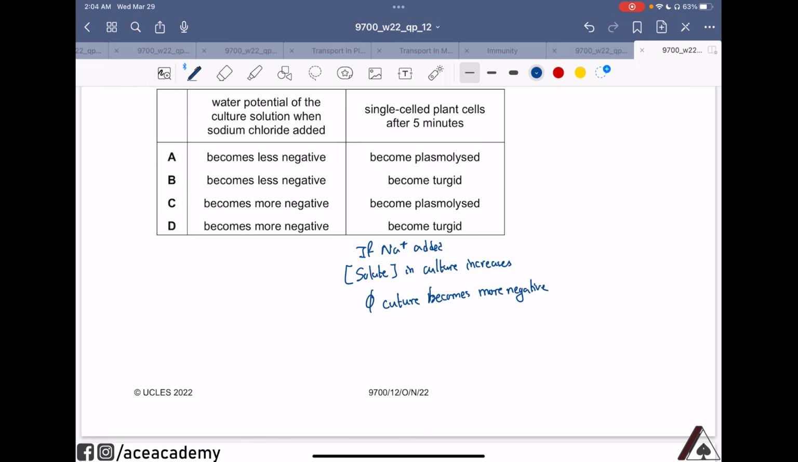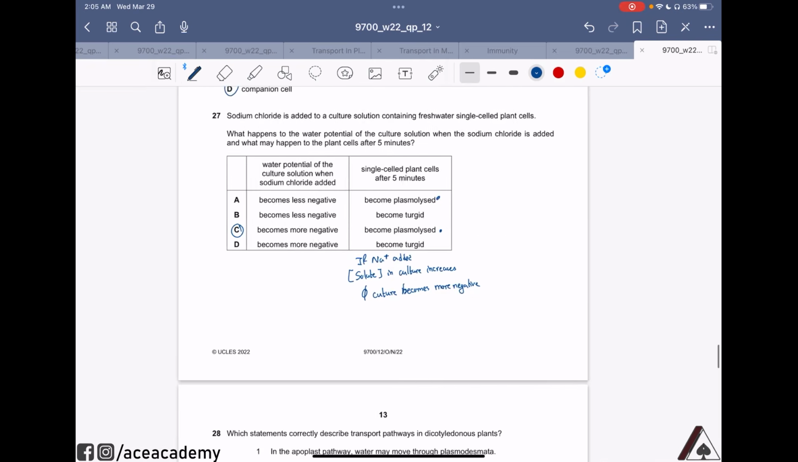And if it becomes more negative, then there is a change in the water potential gradient and thus a change in the equilibrium. Hence, plant cells would have higher water potential in comparison to the changed culture solution, and as a result, water will move out of the plant cell into the culture solution. As a result, the single-celled plant cells will become plasmolyzed, and the water potential of the culture solution when sodium chloride is added becomes more negative. So C is the correct one.